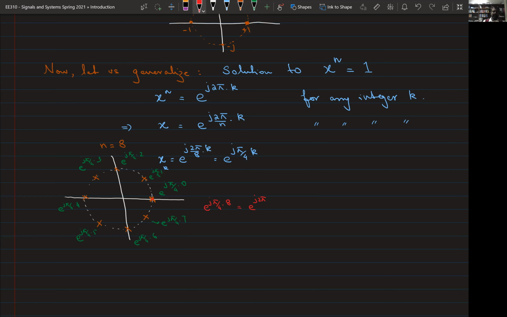After this, as I increase k further, I'm going to be cycling through the same solutions over and over again. So the distinct solutions that I get are just 8 in number, spaced equally on the unit circle.